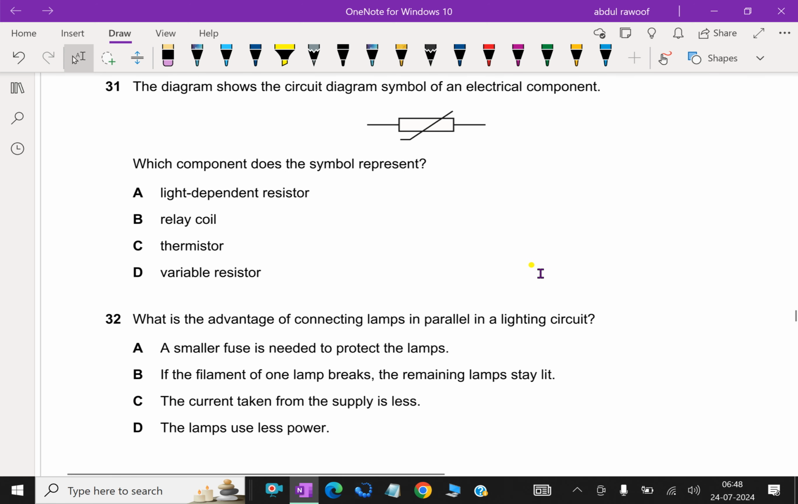Next question. The diagram shows the circuit diagram symbols of electrical equipment. So this one is a thermistor.